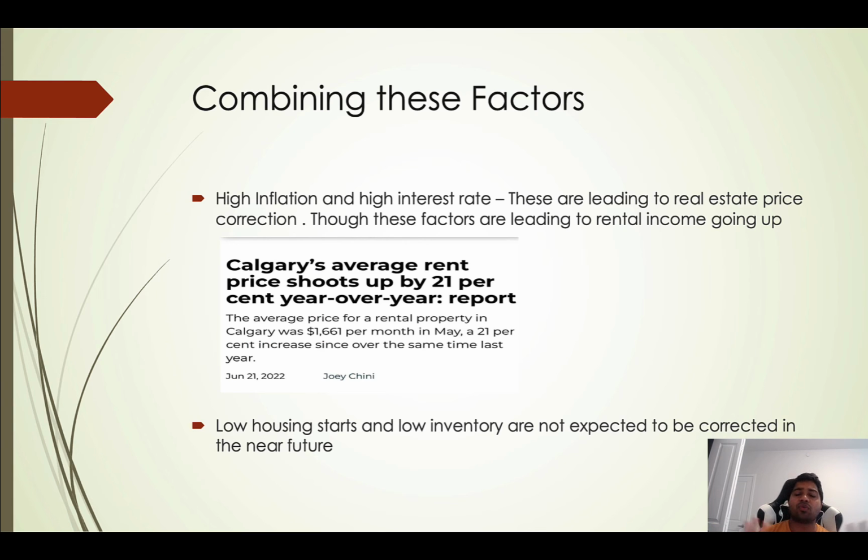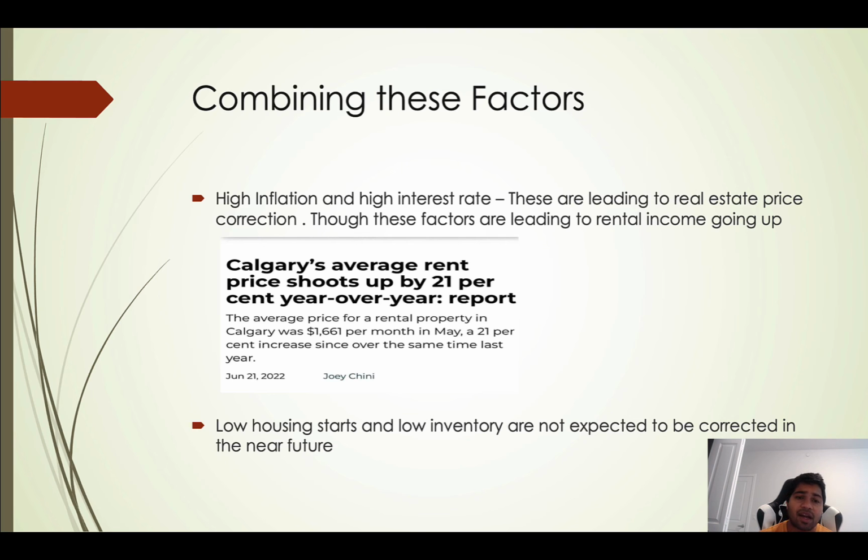So let's see what the current situation is. Let's combine these factors. In the market right now, there is high inflation and high interest rates. We have very high inflation, and the interest rates are also going up to tame this inflation. This is leading to a real estate price correction. So prices of real estate are going down. There is a 25% plus correction in most of the markets since the peak that we had in February, March of 2022. So real estate prices are going down because of high inflation and high interest rates.